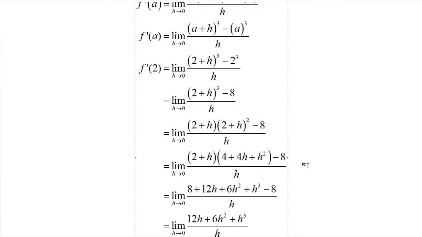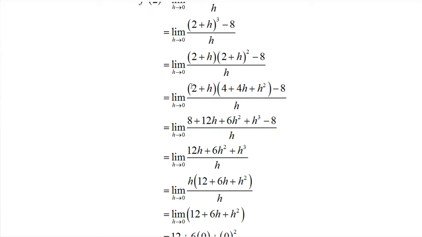Let's see. And then to multiply this out, we multiply out distributively again. H times h squared is h cubed. 2 times 4 is 8. Okay, let's see if we can get the h term. This is 4h plus 8h is 12h. And the h squared term, let's see, there's h squared times 2. So that's 2h squared plus 4h squared is 6h squared. And then h times h squared is h cubed. So I believe that's correct. And then the 8 and the minus 8 cancel.